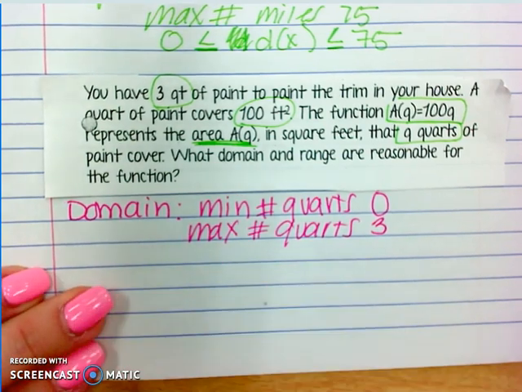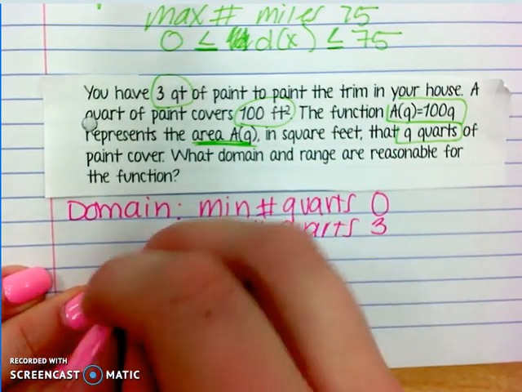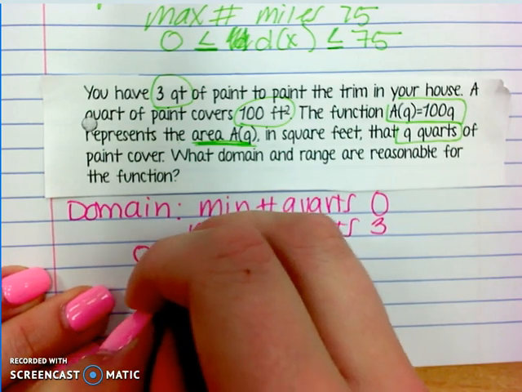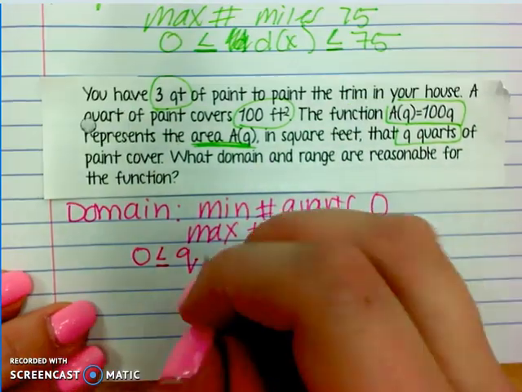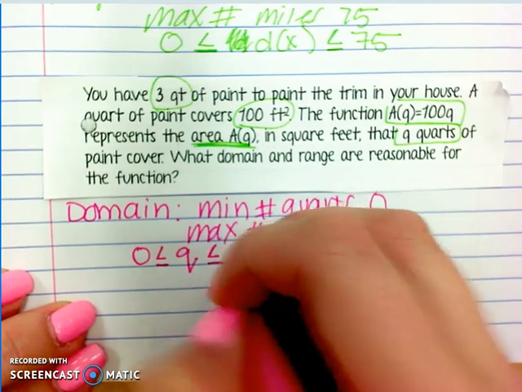So writing out your inequality, 0 has to be less than or equal to Q, which has to be less than or equal to 3.